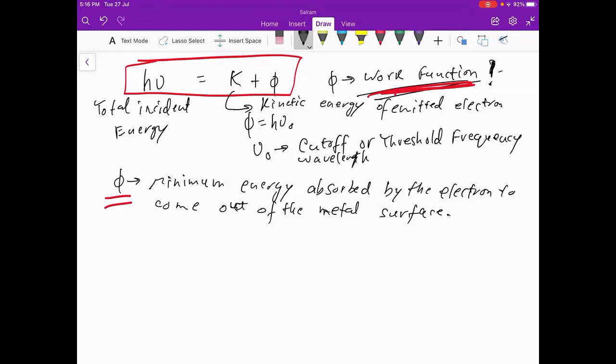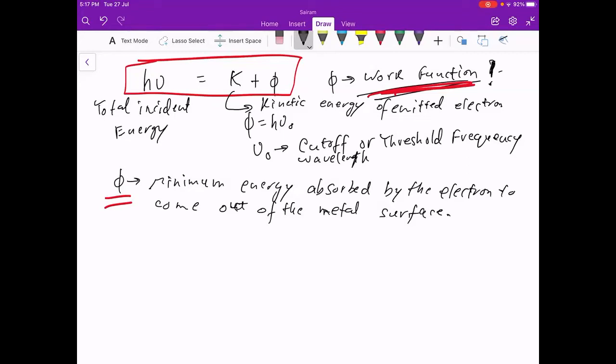Total energy, you have h nu, which is being imparted onto the metal surface. That energy has to be absorbed by some electron. That's how the world works. We can't question why it is happening. We just know from the experiment that the electron accepts all the energy from a photon, and some of that energy is lost or given to the metal. Basically, the electron doesn't have that energy now, that has been given to the metal, and the kinetic energy is the remaining energy of the emitted electron, right?